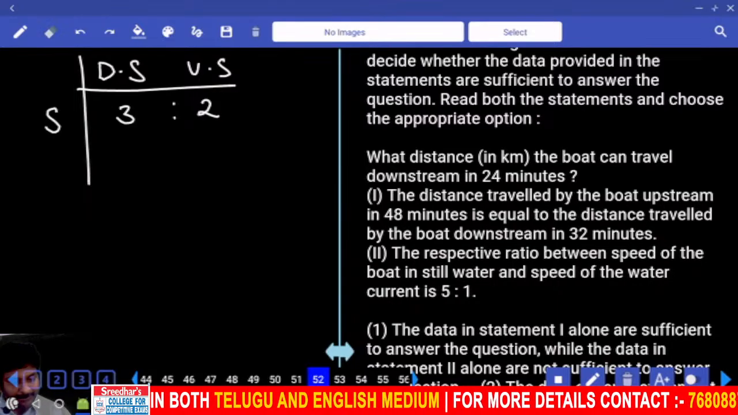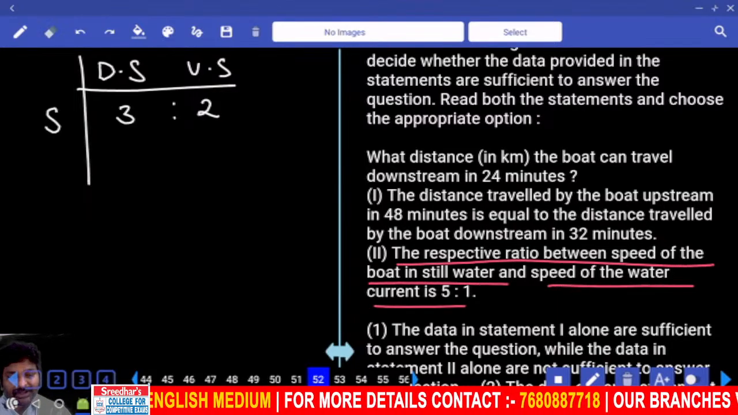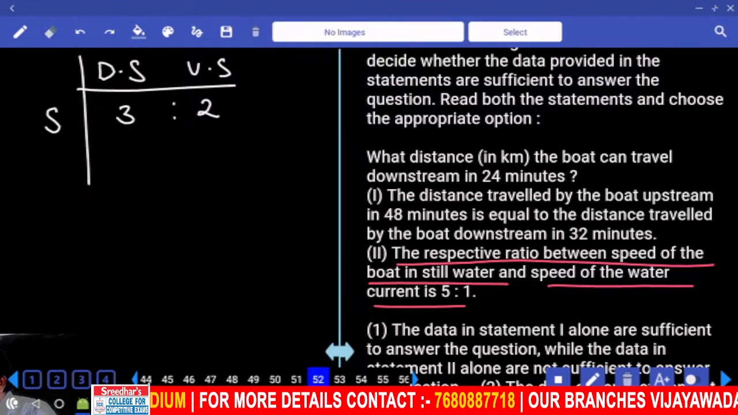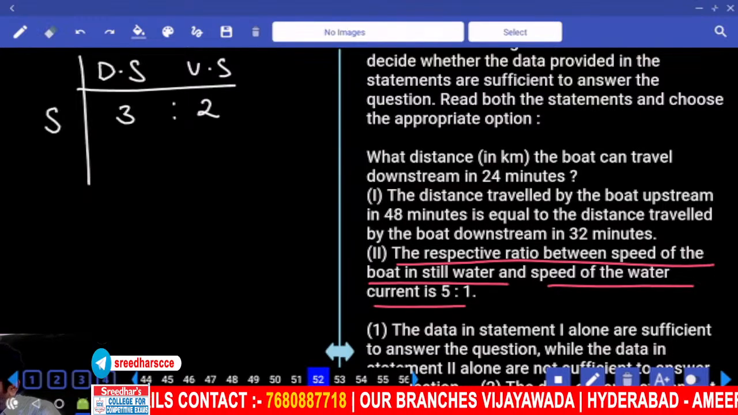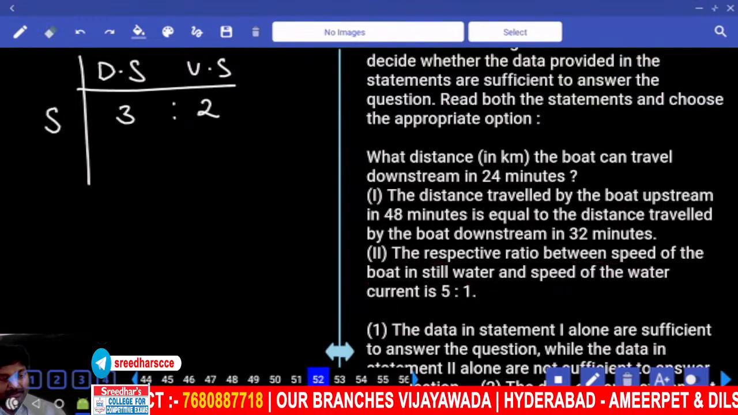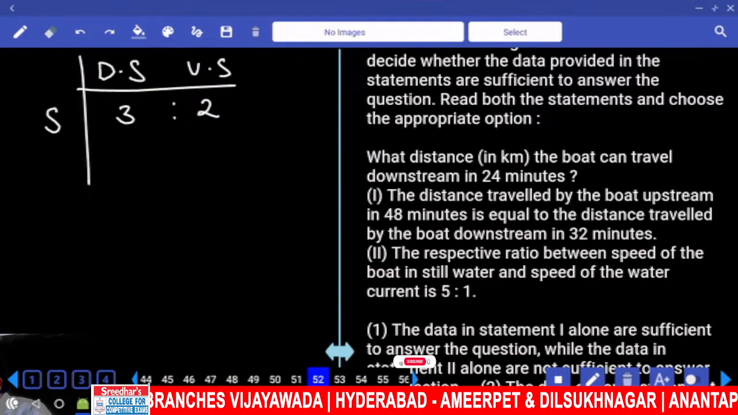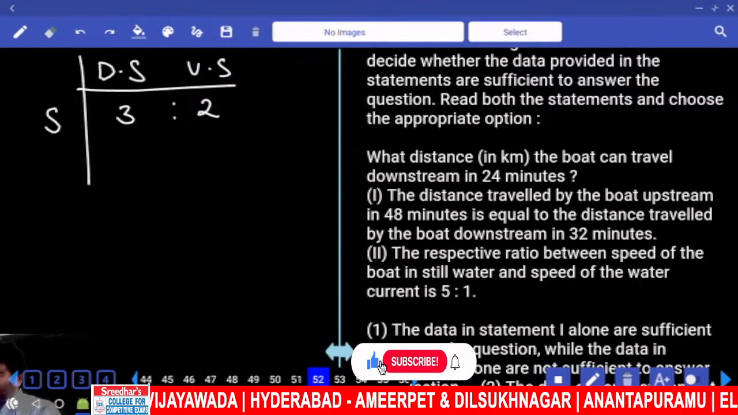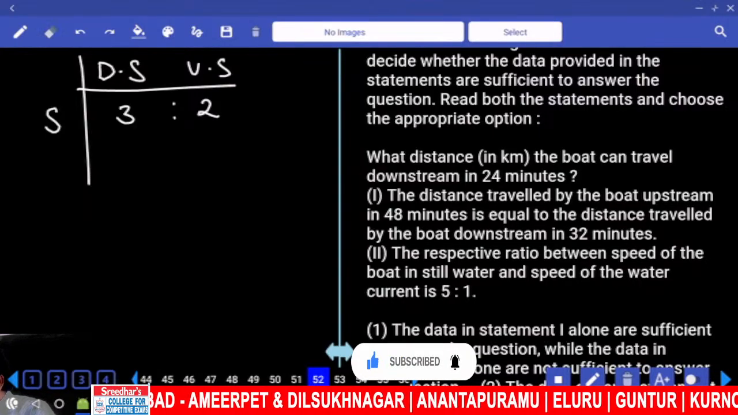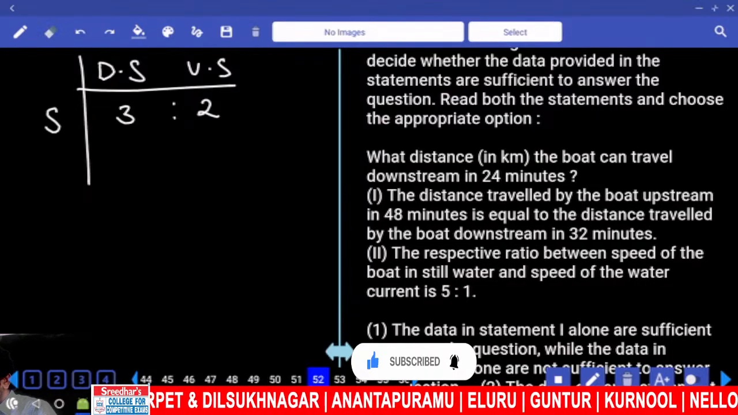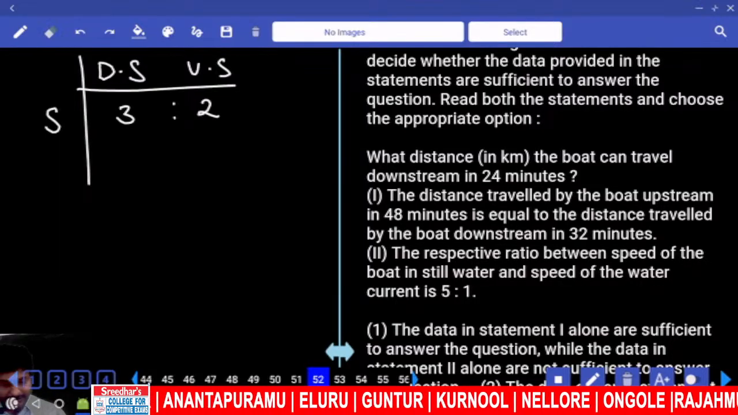Right? The respective ratio of the speed of the boat in still water and the speed of the water current is 5:1. Even here we were given only a ratio. Using a ratio, can we get actual numbers? Nowhere do we have exact numbers. Everywhere, either in the first statement or in the second statement, we have only ratios. Using a ratio, we will not get exact numbers. The answer cannot be found even by using both statements. Right?